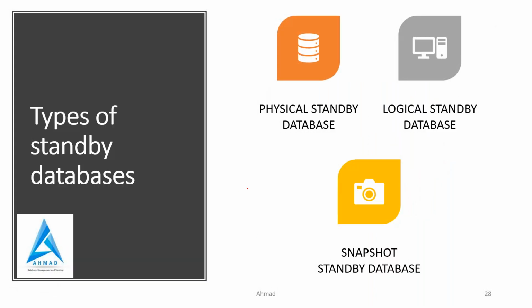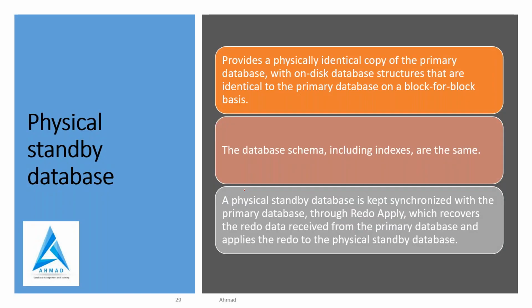Okay. Now, how many types of standby database are there? We have 3 types of standby databases. One is physical standby, another is logical, and another is the snapshot standby database. So these are the 3 standby databases. So let's begin with physical standby. A physical standby is basically a copy of the primary database. That is one thing. And the on-disk database structure is the same on a block-to-block basis.